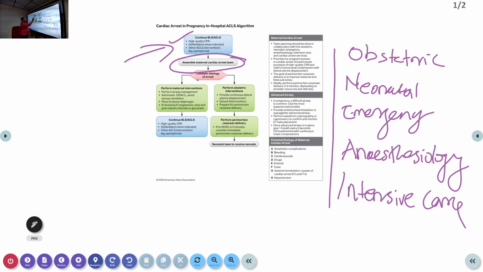Now what is the assembled maternal cardiac arrest team? Then you have to consider why this patient has got a cardiac arrest, the etiology. Why is this lady having a cardiac arrest? Routine 5Hs and 5Ts we know. Routine things we know. But there are certain other issues for this lady because she is pregnant. So there are certain other risk factors that we need to keep in mind.